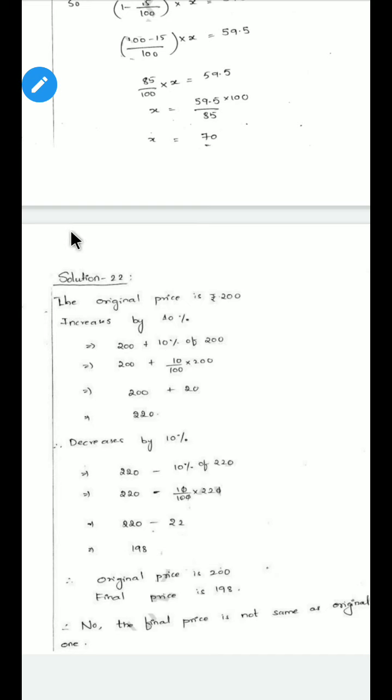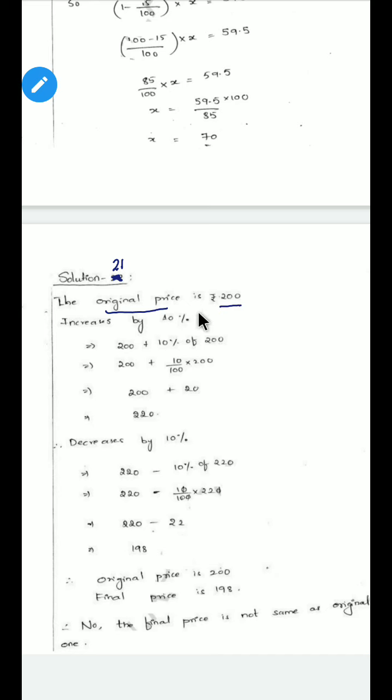Question number 21 is given. Increase the price of 200 by 10% and then decrease the new price by 10%. Is the final price the same as the original price? So what they are asking: the original price of an article is 200 rupees.